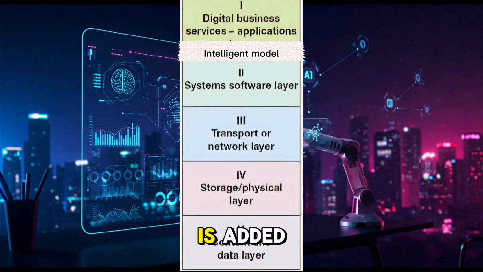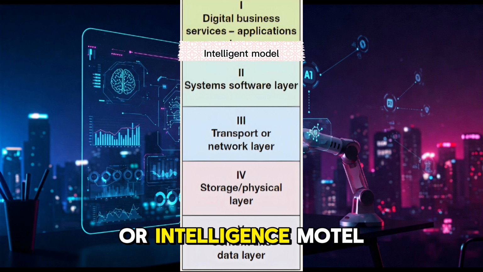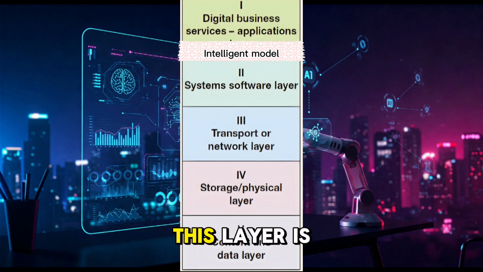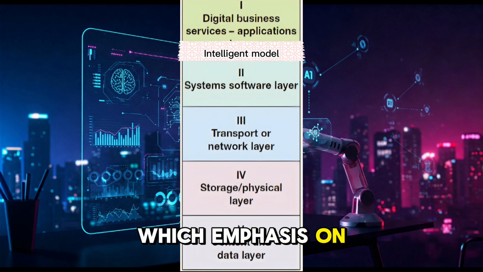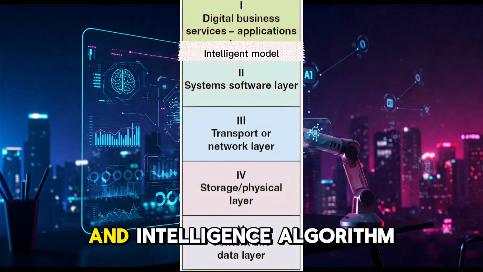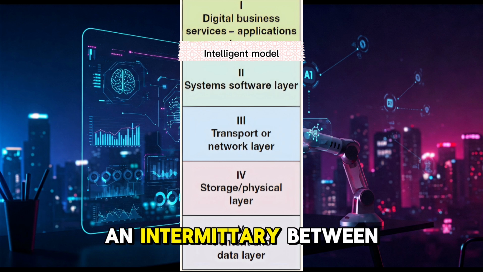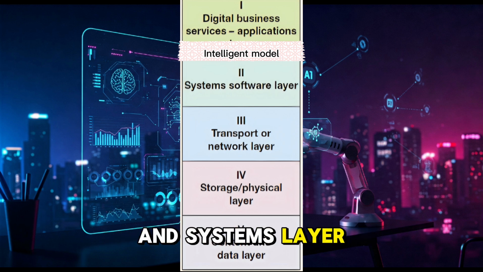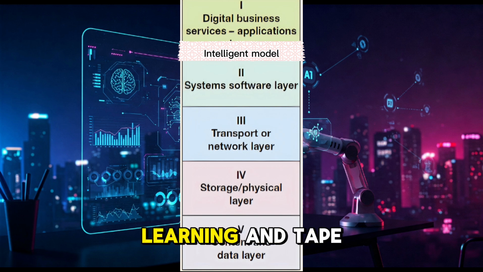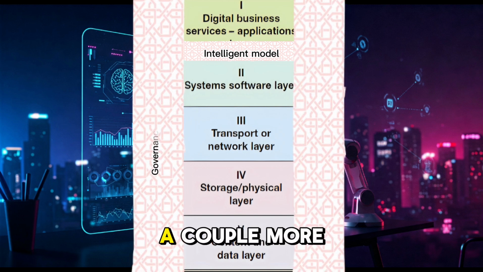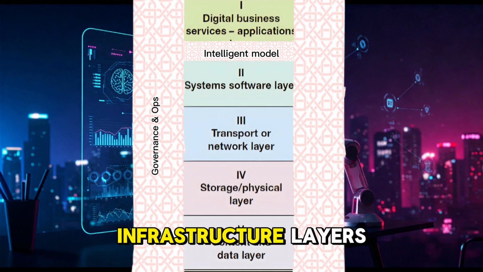A new layer is added between the first and the second layer, called the AI or Intelligence Model layer. This layer is inspired by the AI Factory, which emphasizes data pipelines and intelligence algorithms. It acts as an intermediary between the application layer and systems layer for AI-driven data processing, such as machine learning and deep learning. A couple more layers are added on top of the other infrastructure layers.